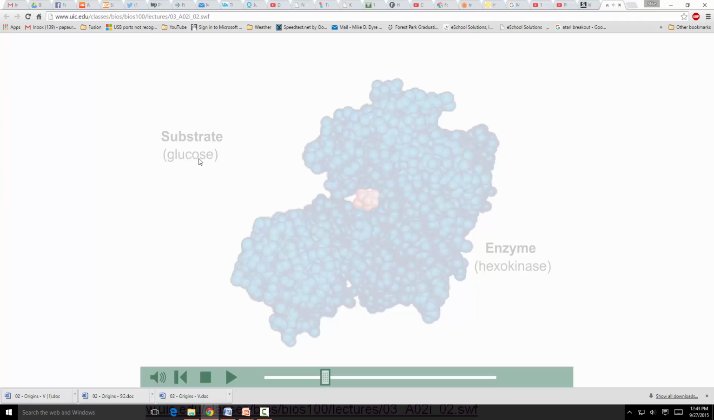Glucose, -ose, which is showing you that it's a sugar, and kinase, which is showing you that it's a cutting version. Hydrolysis.